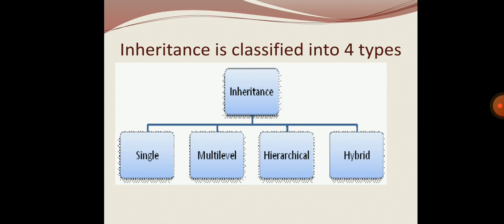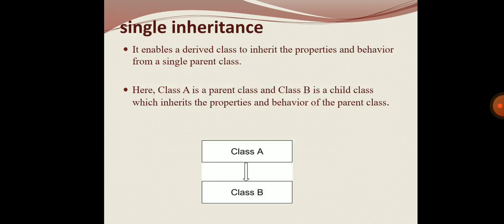Single inheritance first: inheriting the property and behavior from a single parent class. In this example, A is the parent class and B is the child class, in which the property and behavior of the parent class is inherited by the child class B.